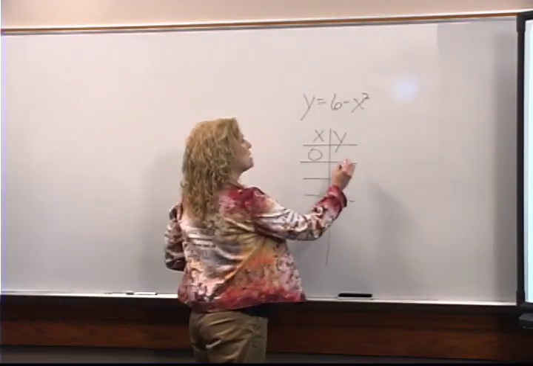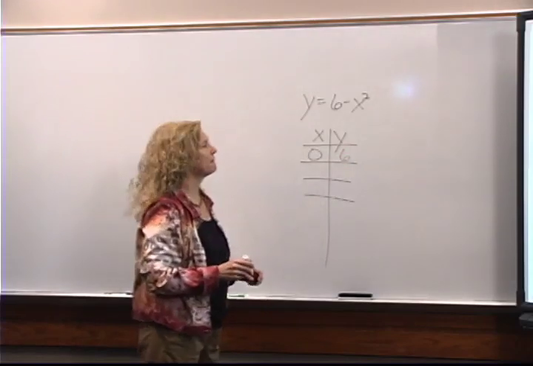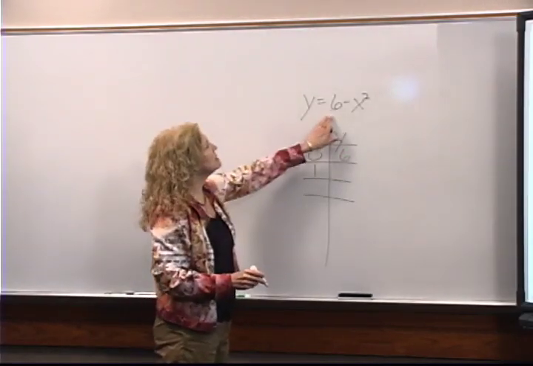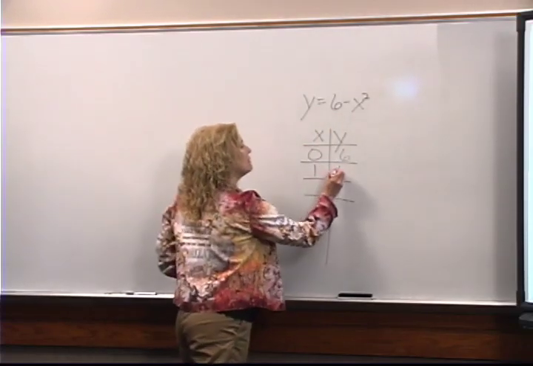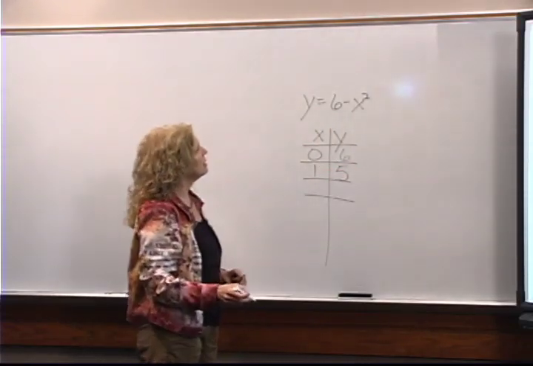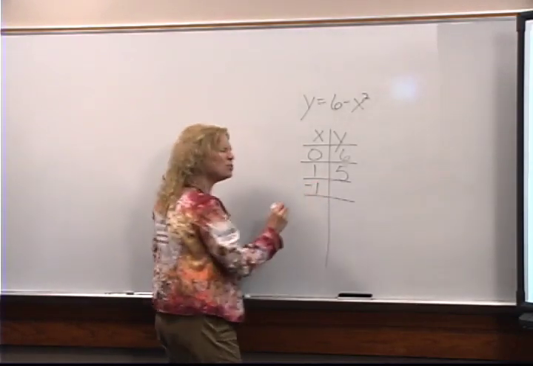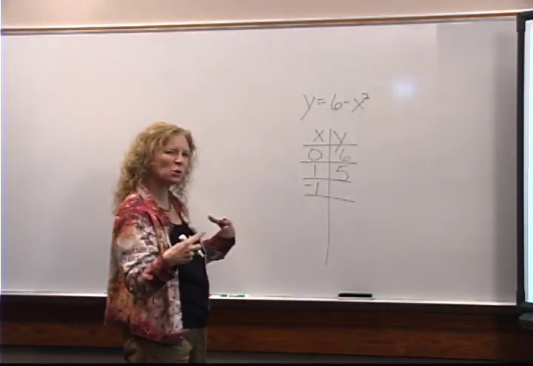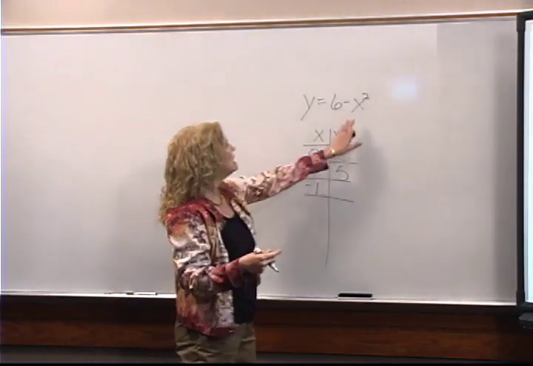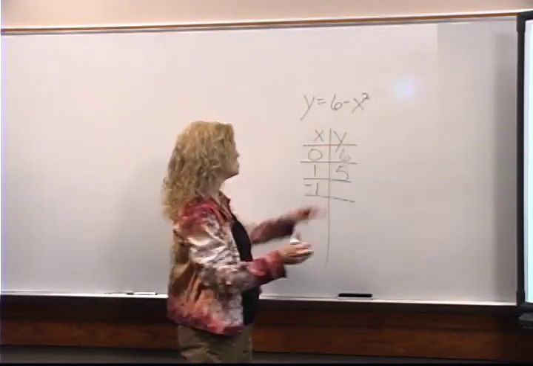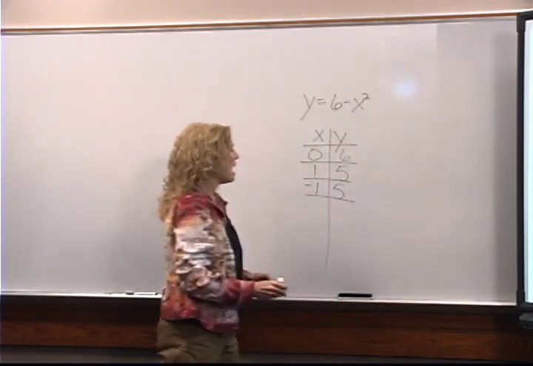6 minus 0 squared is 6. What if I let x be 1? 6 minus 1 is 5. And then it might start dawning on you, well, wait a minute, what if I used a negative 1? Because you know that square is going to do something here. Negative 1 squared is 1, so 6 minus 1 is 5.